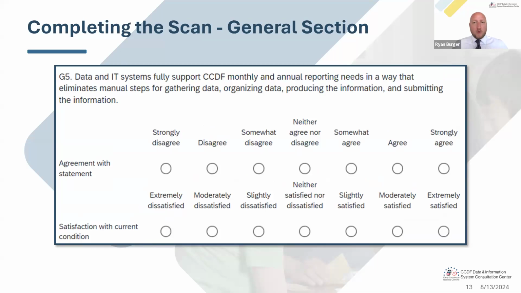The next question we want to highlight is G5, and this is related to federal reporting requirements. So this question asks for your perspective on the overall data collection, data management, and report submission process that your lead agency goes through when submitting reports to the Office of Child Care.